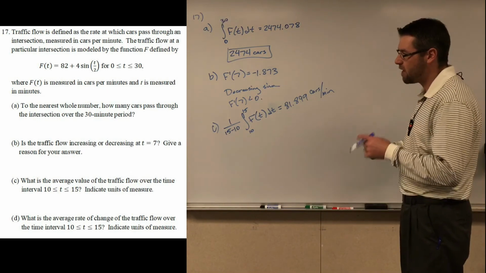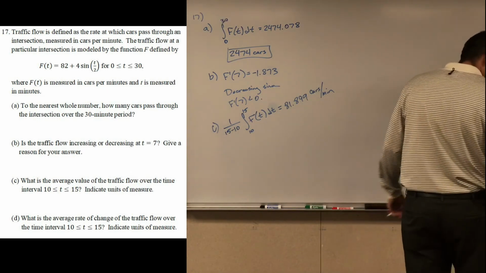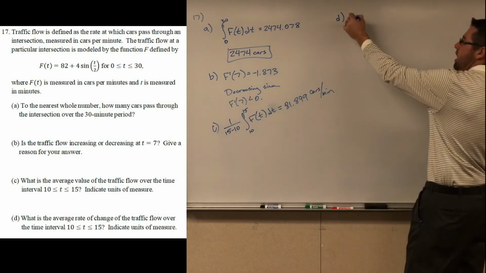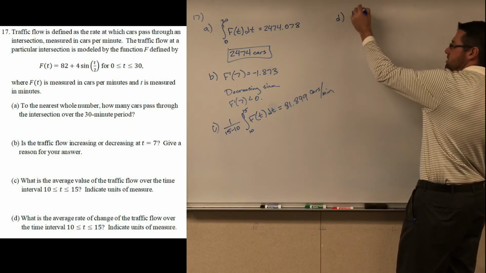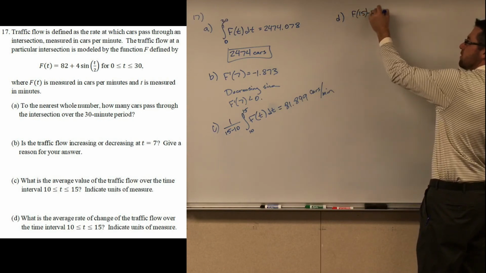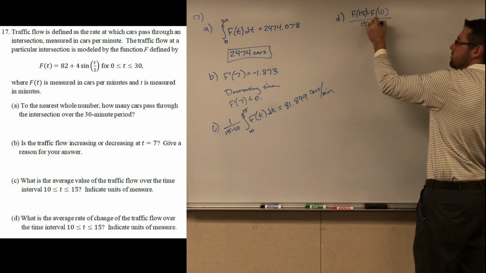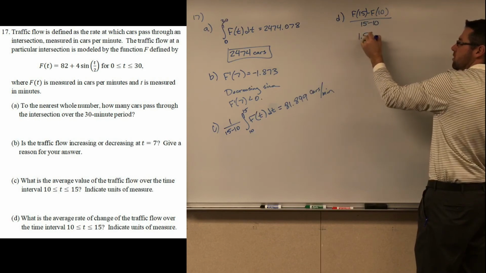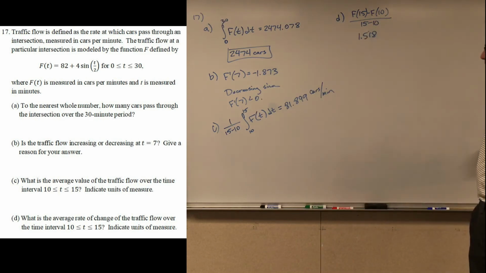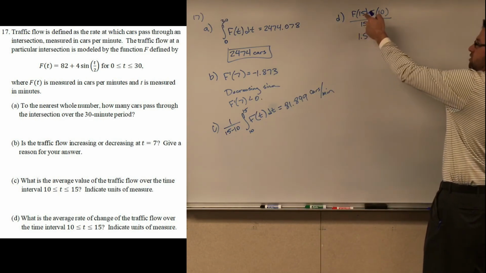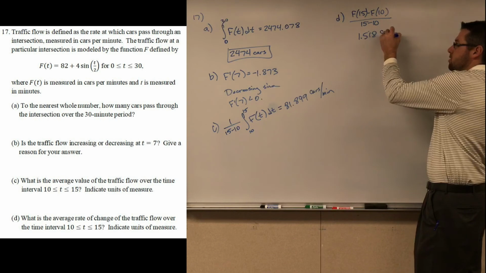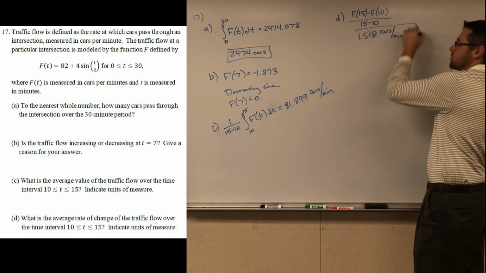What is the average rate of change? If I want the average rate of traffic flow, I would find f of 15 minus f of 10, over 15 minus 10. What do we get there? 518. Okay. Indicate units of measure. If I take the derivative, if I take the rate, yeah. Cars per minute squared. Okay.